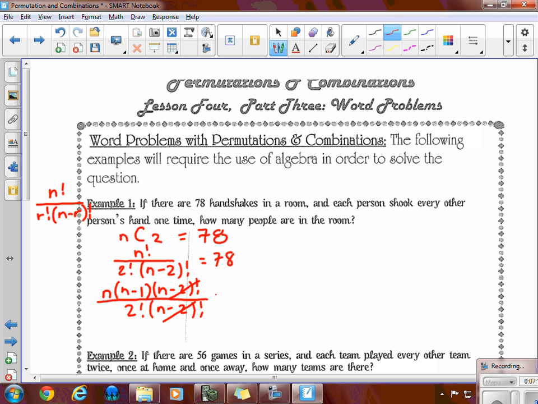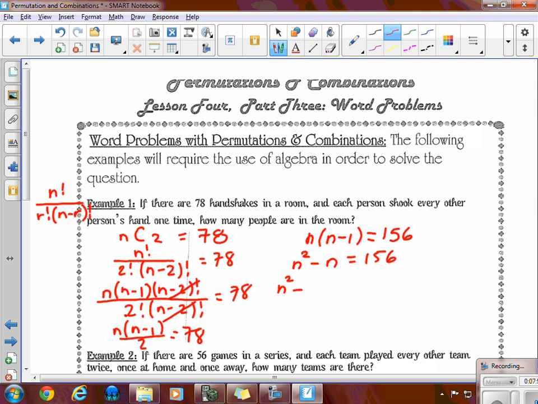The n minus 2's cancel. This is still equaling 78. 2 factorial right here, we already know that equals 2, so that's n times n minus 1 over 2 equals 78. If I take my work up top here, I could times both sides by 2, and I get n times n minus 1 equals 156. I can distribute in this: n squared minus n equals 156. Bring this over to make a quadratic, so n squared minus n minus 156 equals 0.